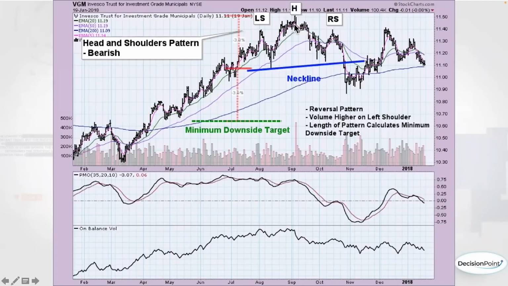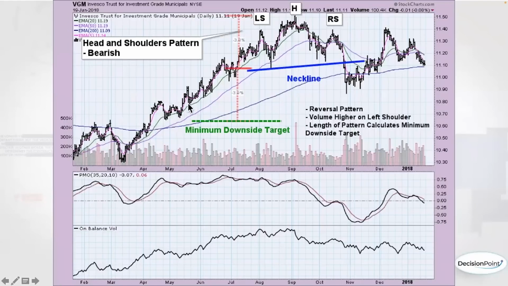So you can see we have the head and then a left shoulder and a right shoulder. So the shoulders are below the head. They tend to be at about the same height. And you'll tend to see a lot more volume on the front end than on the back end. And you can see that kind of was the case as we came into this head and shoulders, a lot of high volume here. And it wasn't until we started to get the breakdown that we saw the high volume hit over here.